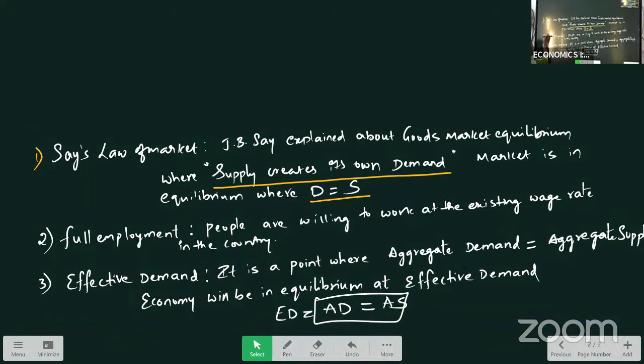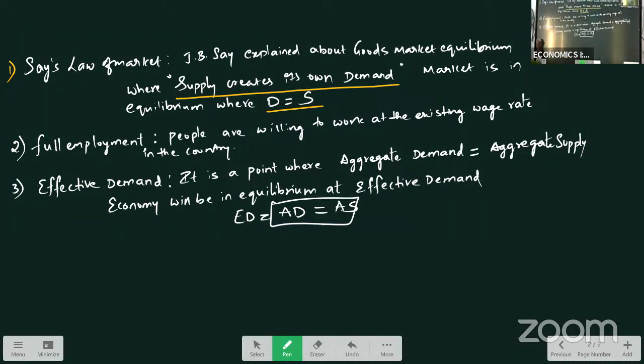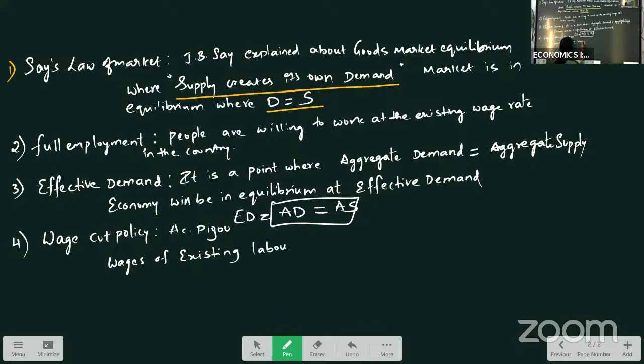Now, the next question. After effective demand, an important question: wage cut policy. Wage cut policy means what? This concept was explained by A.C. Pigou. A.C. Pigou explained the concept of wage cut policy, where wages of existing labor are reduced and given to new labor and employment is created.